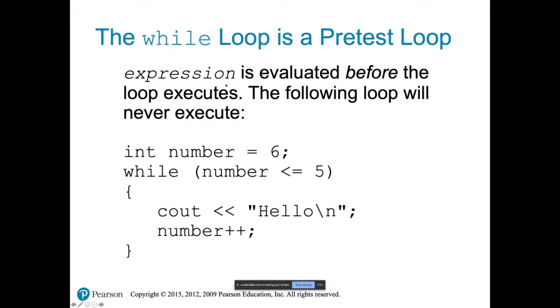The expression is evaluated before the loop is executed. The following loop will never be executed. Remember, this is a pre-check. That's why I always ask, what's the min and max? The min in this case will be 0 because this is false to begin with, so it would never be executed. So the minimum number of times this could execute is 0.